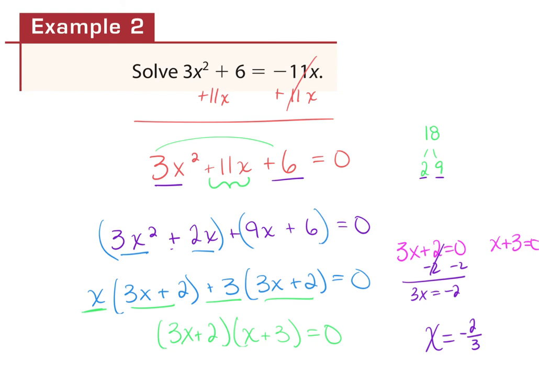And then on the other side, it's much simpler. You're just going to subtract your 3. X can also equal negative 3. And once again, I have two answers here: negative 2/3 and negative 3. Those are my answers.